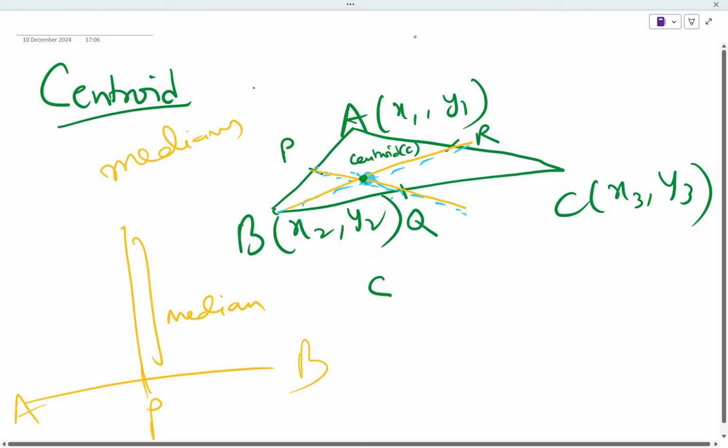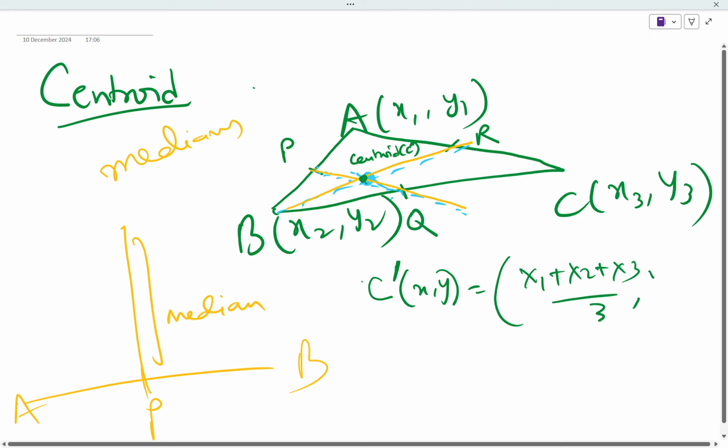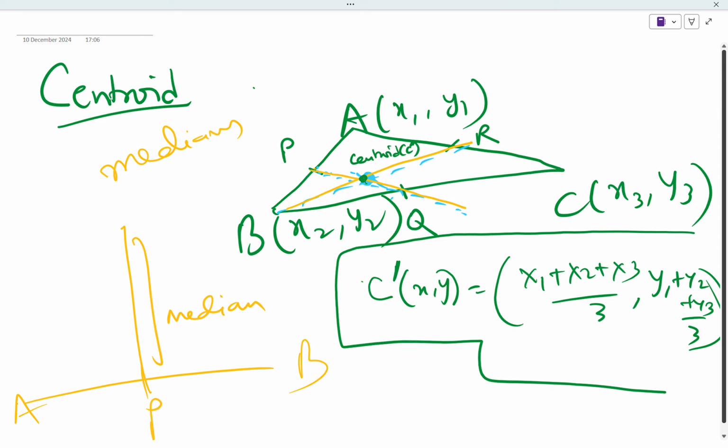Now there is a formula for finding the centroid when (x1, y1), (x2, y2), and (x3, y3) are given. Let's not call it C, let's call it C dash, because I've already used C. So C dash, which is the centroid, is given by ((x1 + x2 + x3)/3, (y1 + y2 + y3)/3). So this is x1, x2, x3, y1, y2, y3. Using this formula you can find the centroid if the 3 points are given to you.